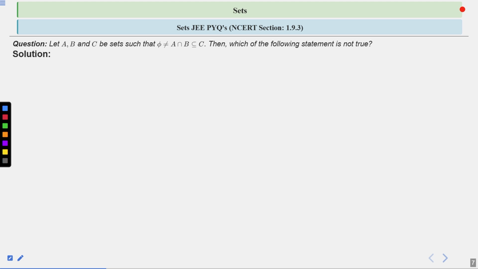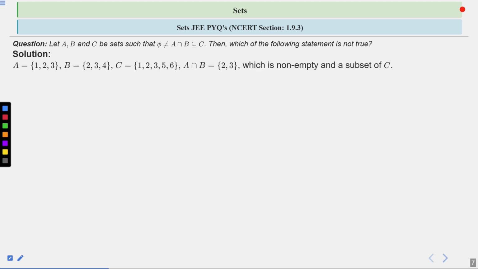Now for the D part. The first three are true. The remaining one is going to be not true, so we have to provide an example. A with 3 elements 1, 2, 3, B with 3 elements 2, 3, 4, C with 5 elements 1, 2, 3, 5, 6, and A intersection B is the set with 2 elements, 2 and 3. And this intersection is non-empty and a subset of C, so it satisfies the condition.